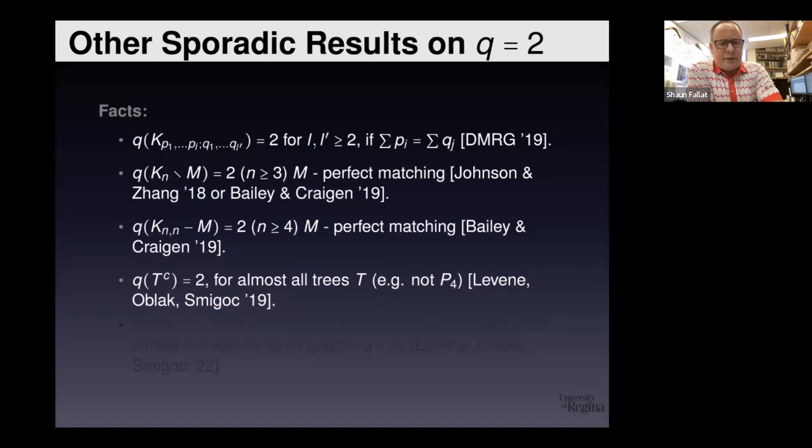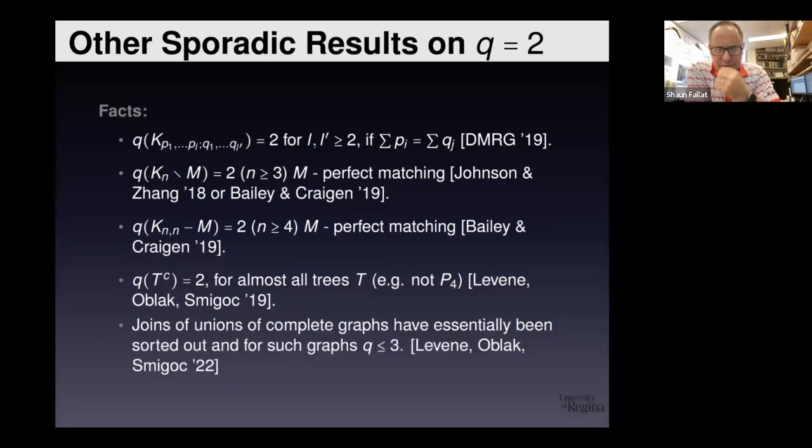But on the other hand, you get this sense that almost all complements of trees have Q equal to 2. And here, I'm not doing this work justice, because there is a lot of amazing work in this '22 paper that appeared by the same three folks. But I'm just writing here, as a matter of being short with you folks, that the joins of unions of complete graphs have essentially been sorted out.